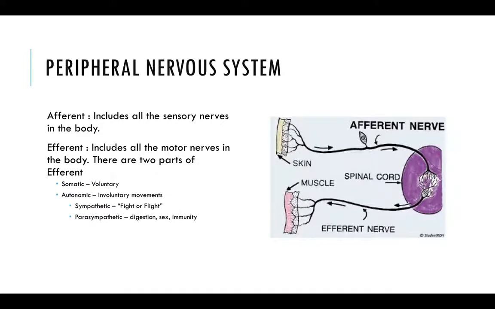The peripheral nervous system is broken up into two parts. Afferent, which includes all the sensory nerves in the body, and efferent, which includes all the motor nerves in the body. And there are two parts of efferent. There's somatic, which is your voluntary movements, and there's autonomic, which is your involuntary movements. This includes sympathetic and parasympathetic. You may associate sympathetic with fight or flight, and parasympathetic with digestion, sex, and immunity.